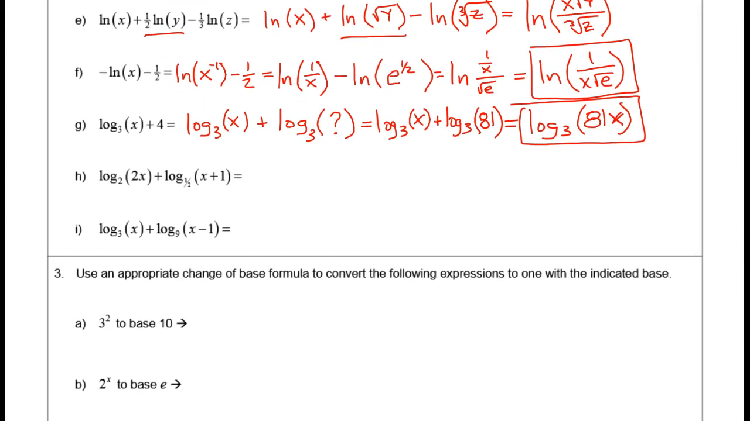I wish I could say it was going to get easier, folks, but example H and I are pretty tricky. So this one we have log base 2 of 2x plus log base 1/2 of x plus 1, and this is a problem. Take a look here at the 2 bases we have. We have a base of 2 and a base of 1/2.